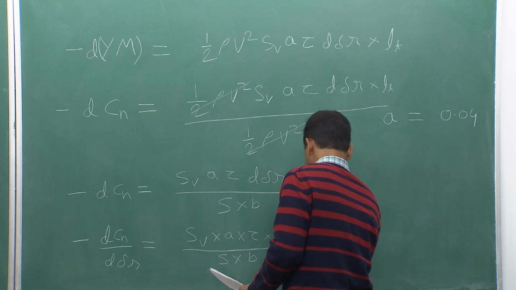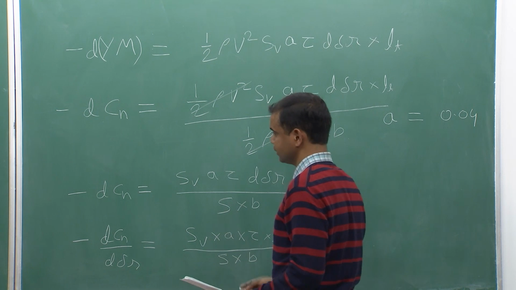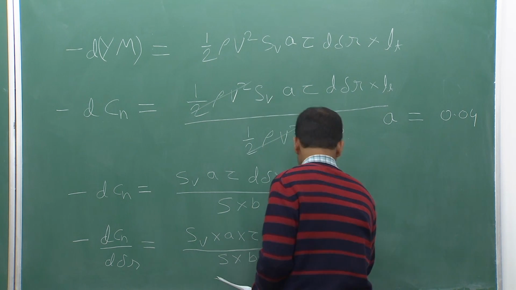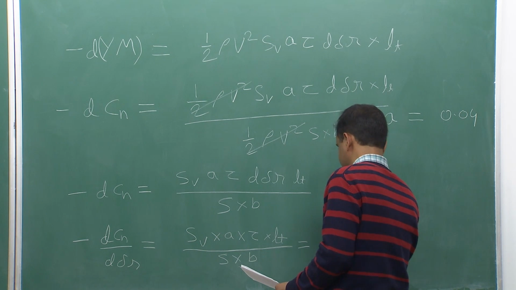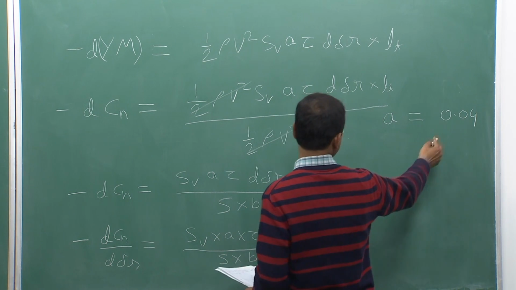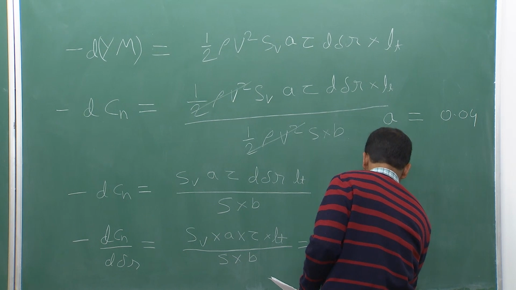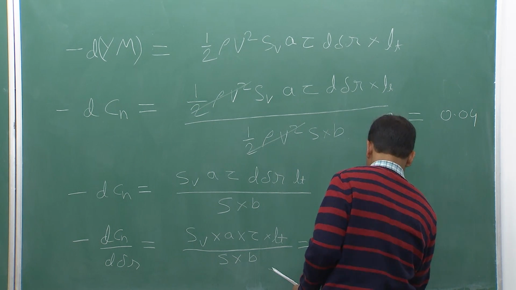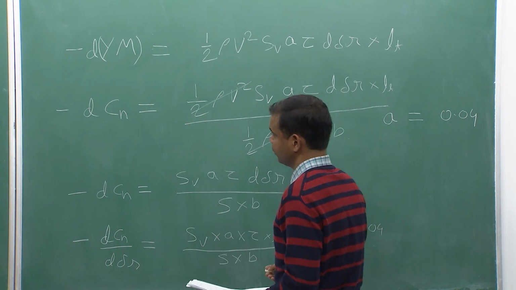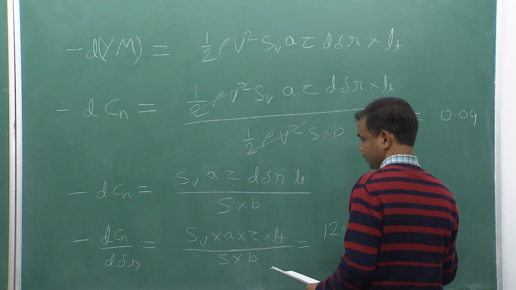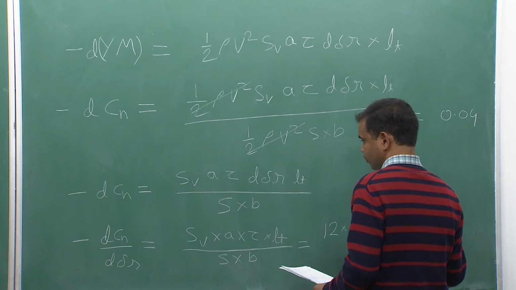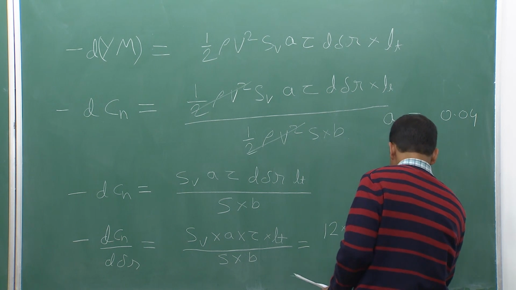And now, if I substitute these values, Sv is the area of vertical tail and this is 12 meter square. The 3D lift coefficient we calculate 0.04. The tau we got it 0.4 corresponding to 0.25 SR by Sv.